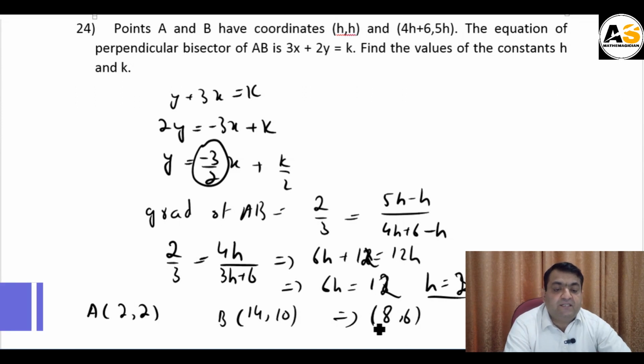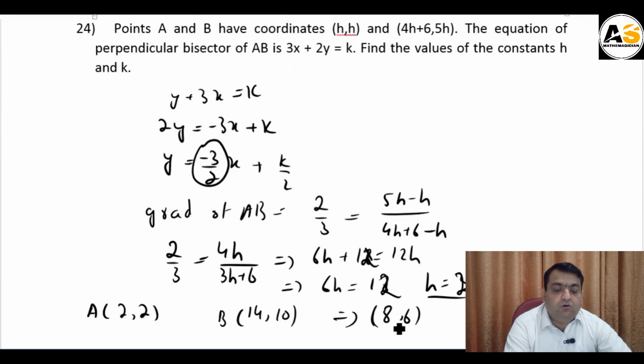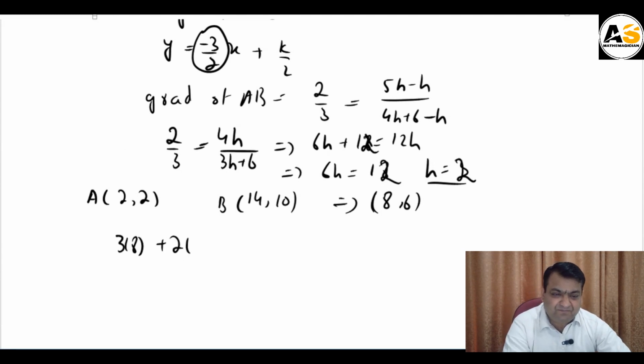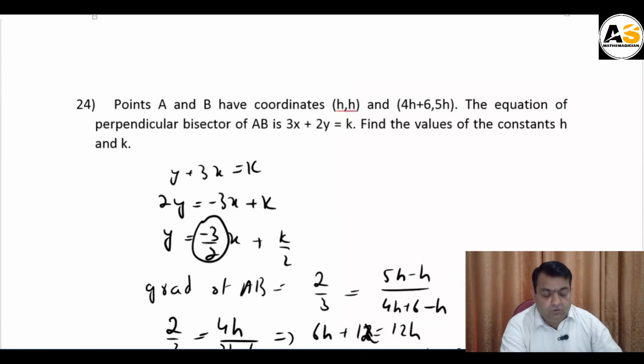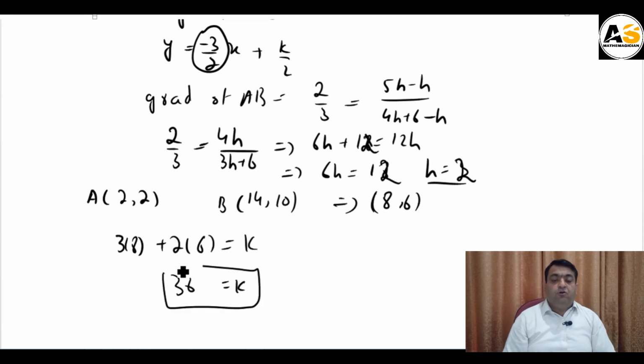And this line passes through this midpoint. So put x is equal to 8 and y is equal to 6. You will get the value of k. 3 times 8 plus 2 times 6 is equal to k. K is equal to 36. So h is equal to 2 and k is equal to 36.